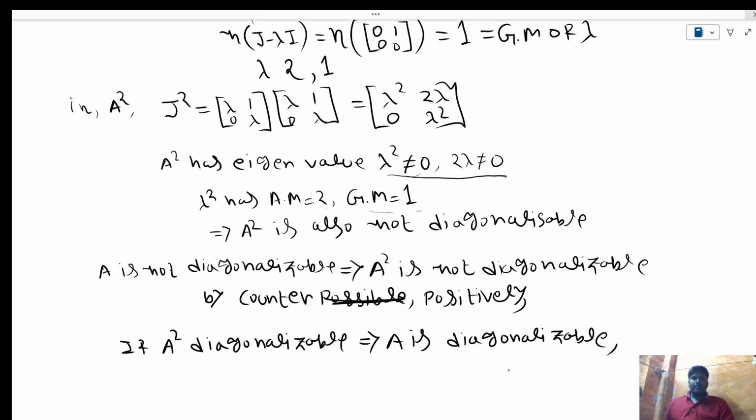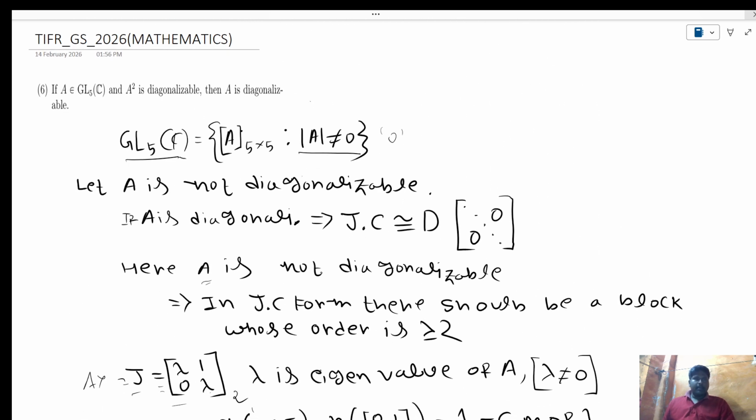So hence, we took this A from GL5C. So this is the statement: if A square is diagonalizable, then A is also diagonalizable. Hence, the given statement is true. This is a very good question. So hence, the given statement is true. Thank you.